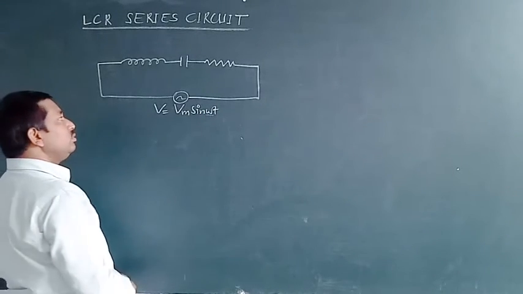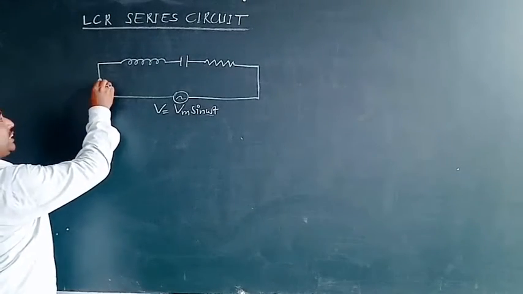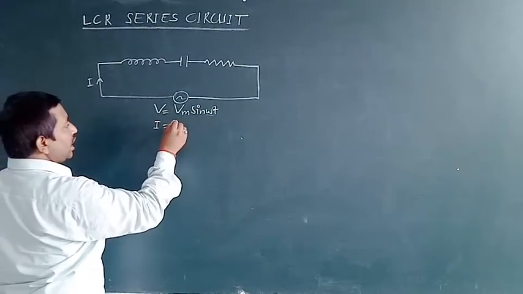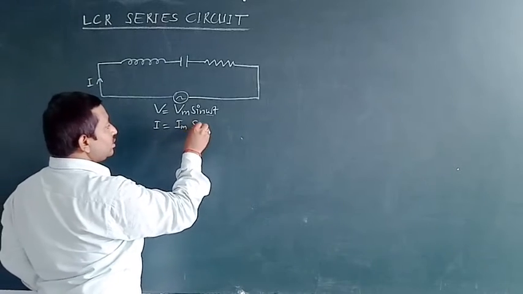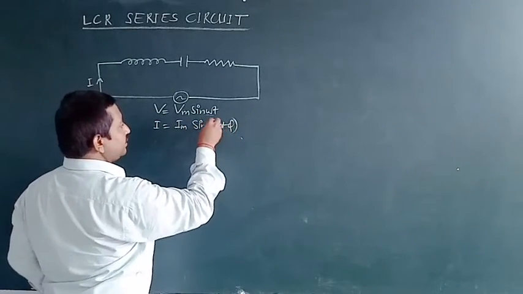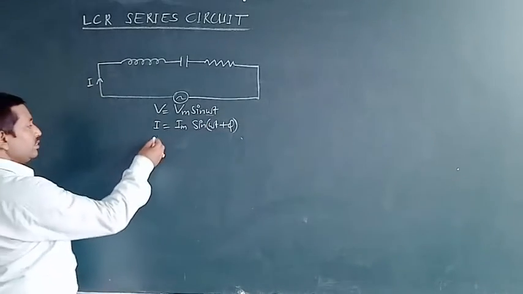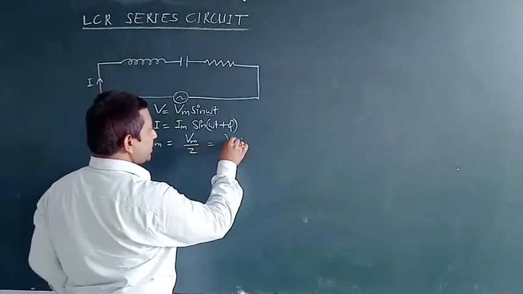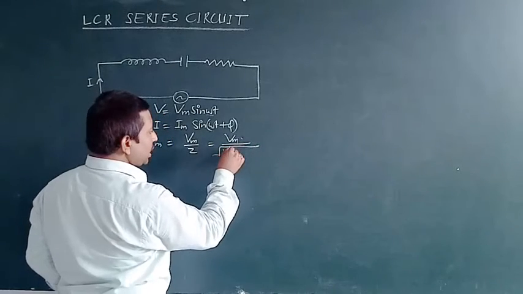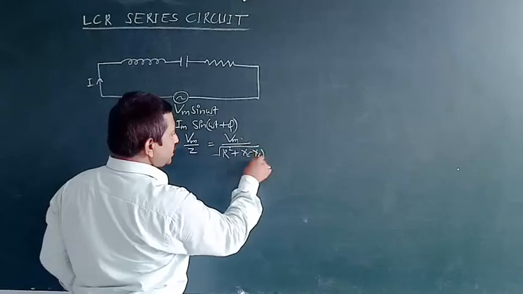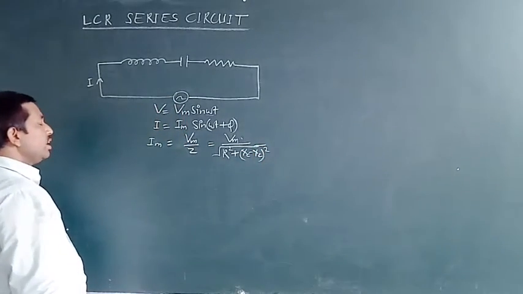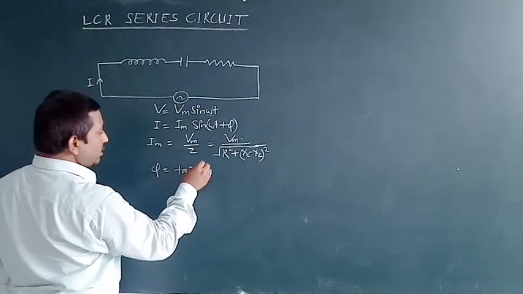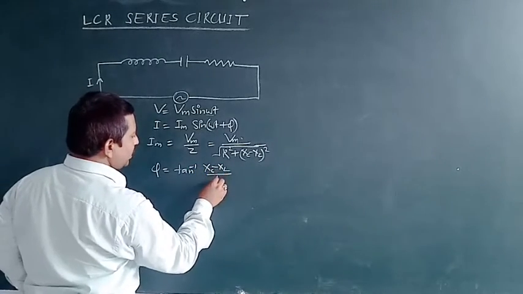After calculation, we have obtained that at an instant of time t, the current flowing through the LCR series circuit is I equal to Im sin of omega t plus phi, where Im is equal to Vm by Z. This can be further written as Vm by root of R square plus Xc minus XL whole square, and this phi can be expressed as tan inverse of Xc minus XL divided by R.